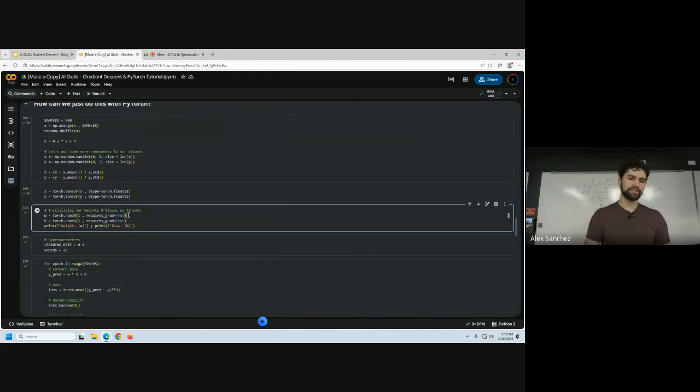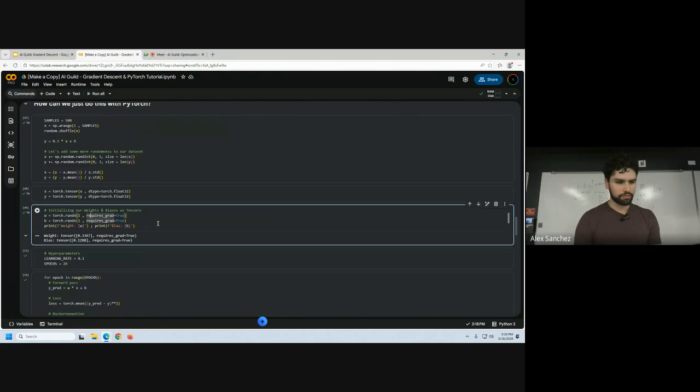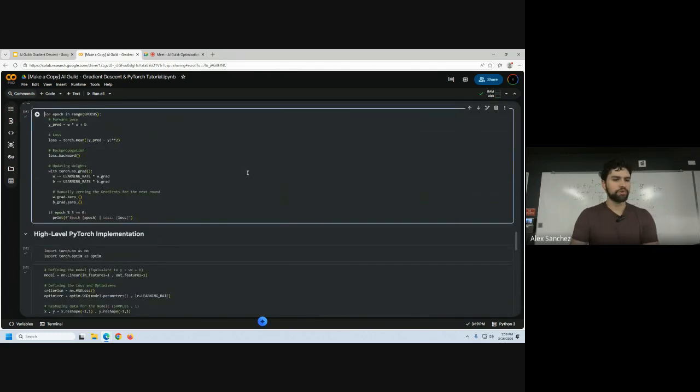Why do we put requires grad? This is something we have to do so that PyTorch knows to compute the gradients of it when we do back propagation. It's not efficient to automatically assume that every variable we have is meant to hold a gradient. But since we know that we're going to use the weights and biases, which we have to optimize, we require a gradient for these two parameters. And then again, we're declaring 26 epochs and a 0.1 learning rate, our hyperparameters.